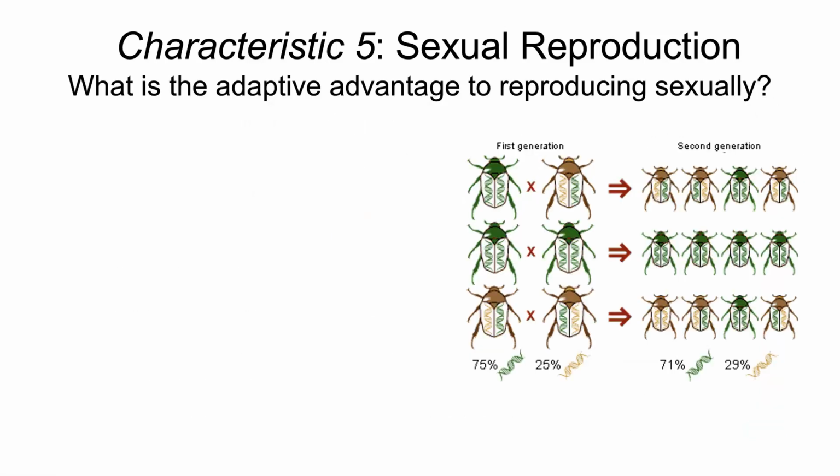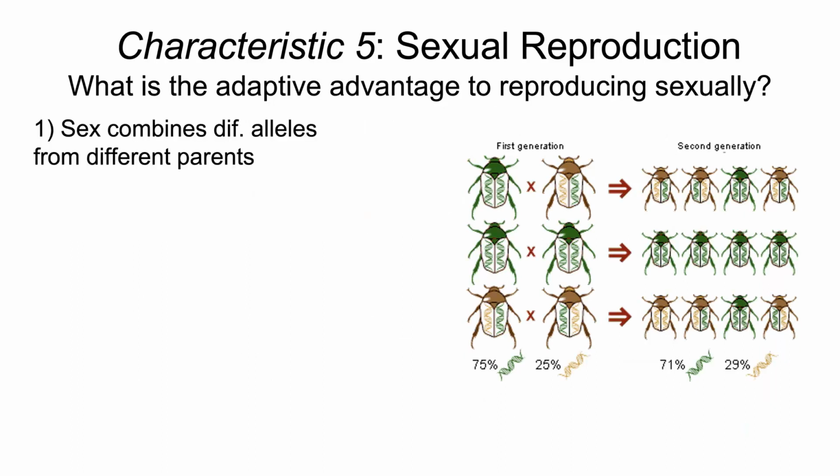And so what's the adaptive advantage to reproducing sexually? Why is this important for eukaryotes? Number one, we pointed out that sex combines different alleles from different parents. So this is overall going to increase the genetic variation in the second generation, or in the offspring. You're going to have unique combinations of alleles, so more genetic variation in the population.